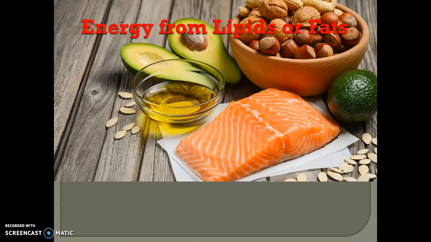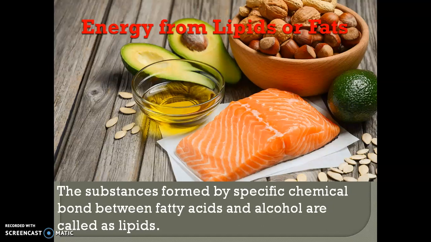We move further to lipids or fats. Let's study how we get energy from lipids or fats. The substances formed by a specific chemical bond between fatty acids and alcohols are called lipids. Basically, these are the substances that are formed with a special chemical bond between fatty acids, that are obtained from fats, and alcohols, and these are called lipids.